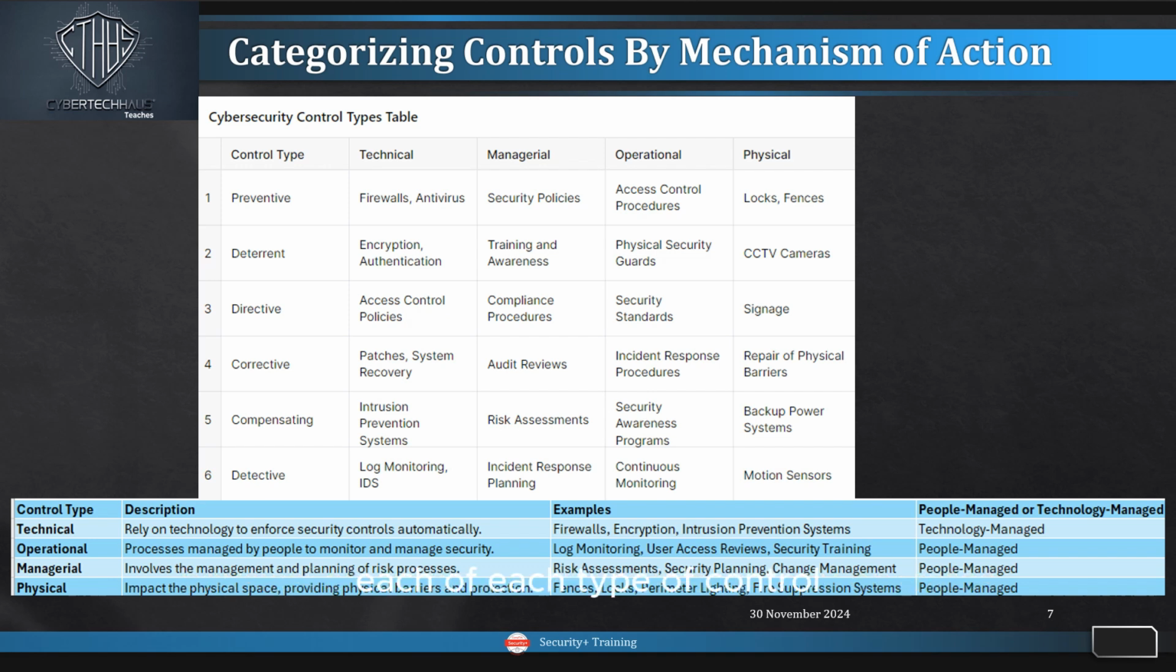Each type of control is crucial for a strong security strategy, covering different aspects of risk management and threat prevention. By using a mix of these controls, we can create a comprehensive defense against risks, similar to how different security measures work together to protect your home.